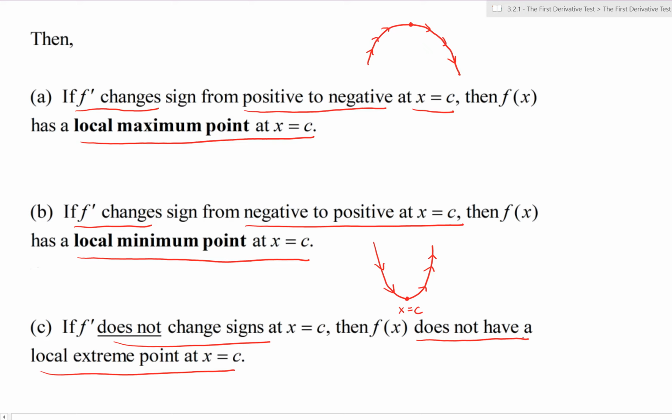So basically, you have one of two things happening for a local extreme point. Local max, the derivative is changing signs from positive to negative. Local min, the derivative is changing signs from negative to positive. And if that sign change does not happen one way or another, there is no local extreme point for the function, all under the assumption, of course, that the function is also continuous.